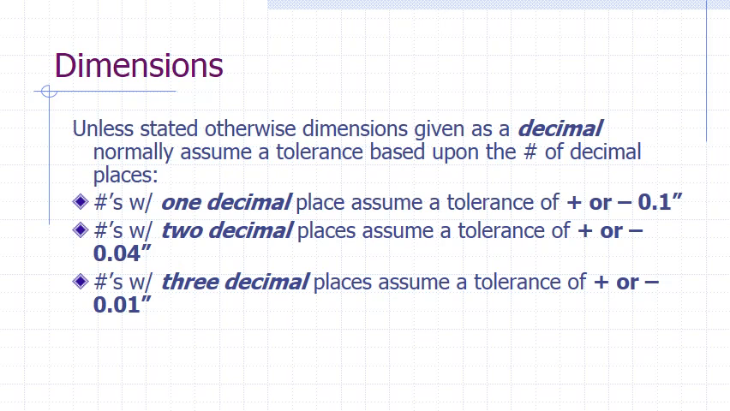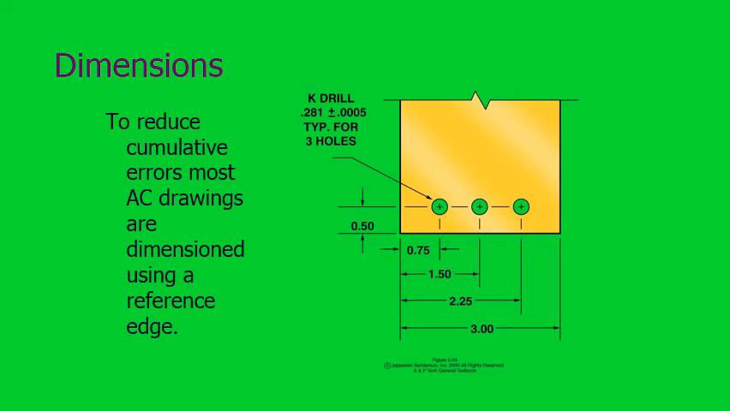Unless stated otherwise, dimensions given as a decimal normally assume a tolerance based upon the number of decimal places. Numbers with one decimal place assume a tolerance of plus or minus 1/10 of an inch. Numbers with two decimal places assume a tolerance of plus or minus 0.04 inches. And numbers with three decimal places assume a tolerance of plus or minus 1/100th of an inch.